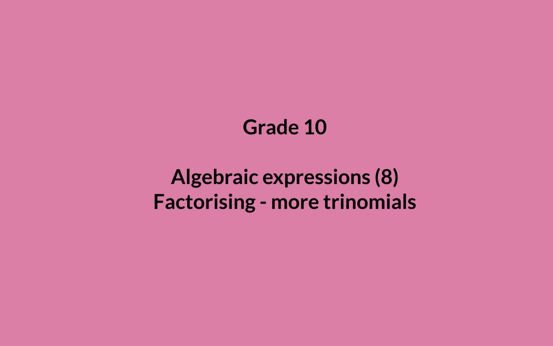In this video, we are continuing with factorizing trinomials. In the previous video, we had a look at factorizing a trinomial where the coefficient of x squared, the a value, was 1. Next, we're going to see what happens if that a value is not 1 anymore. In example 1, we now have an a value of 5.